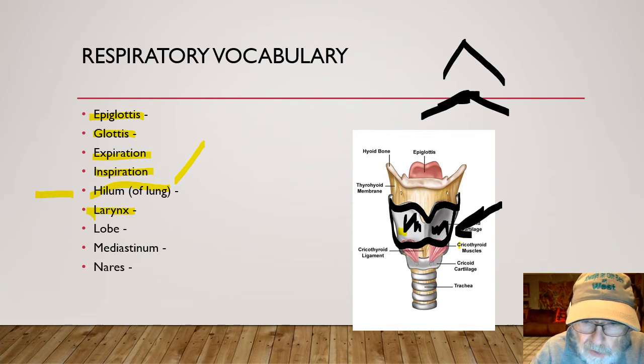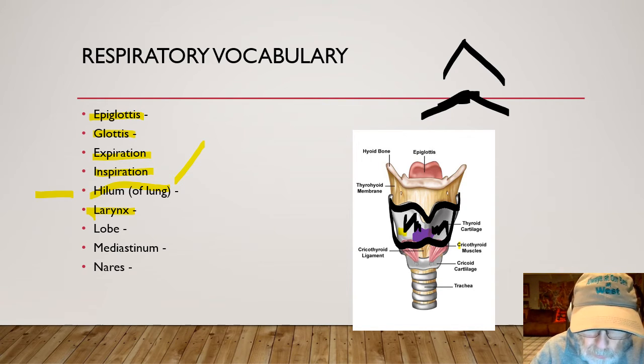And what that is, that's a piece of cartilage. It's called the thyroid cartilage. And what's behind the thyroid cartilage is the glottis, or the vocal cords. So the vocal cords will be sitting right back in this area, right down here.